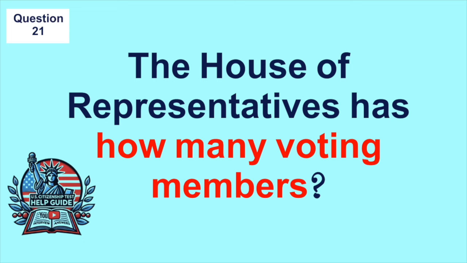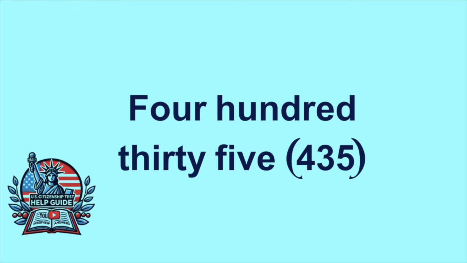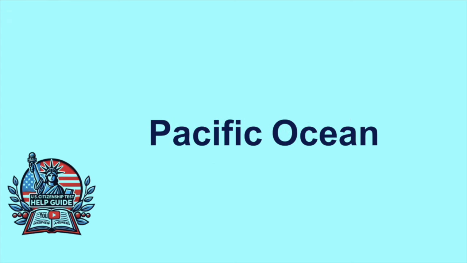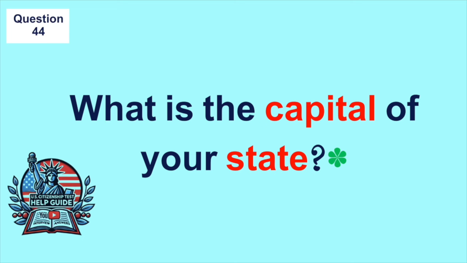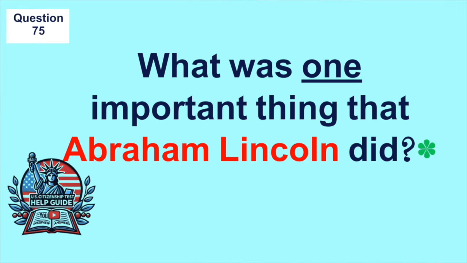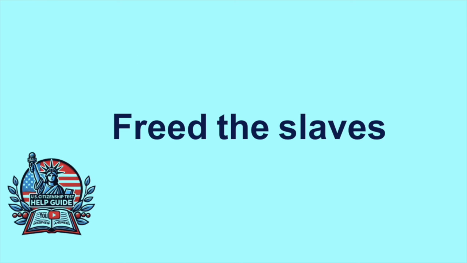The House of Representatives has how many voting members? 435. What ocean is on the west coast of the United States? Pacific Ocean. What is the capital of your state? What was one important thing that Abraham Lincoln did? Freed the slaves.